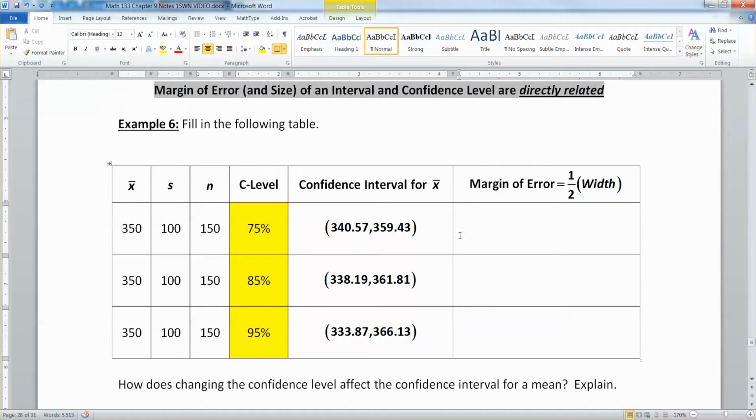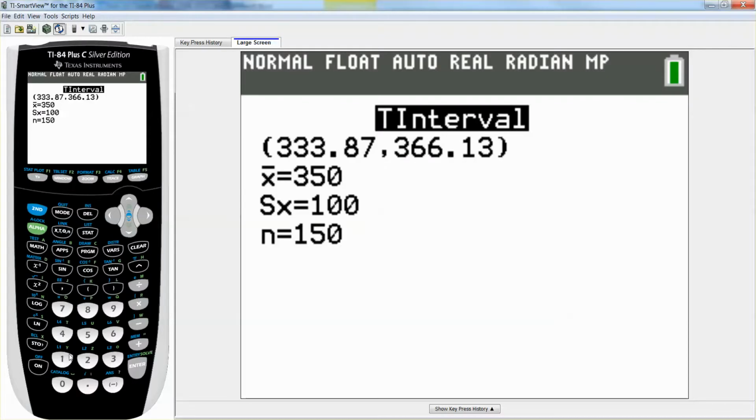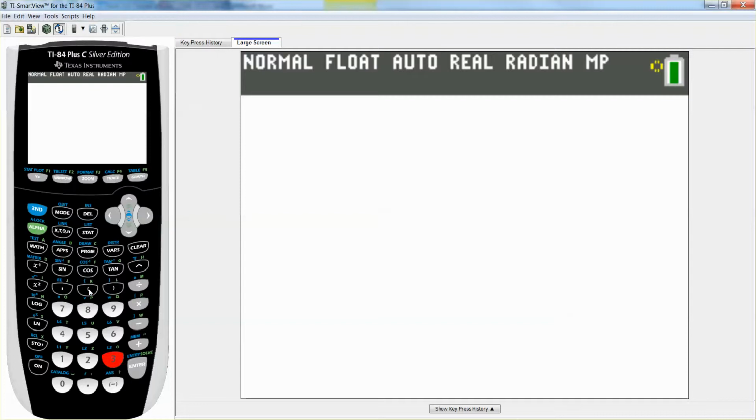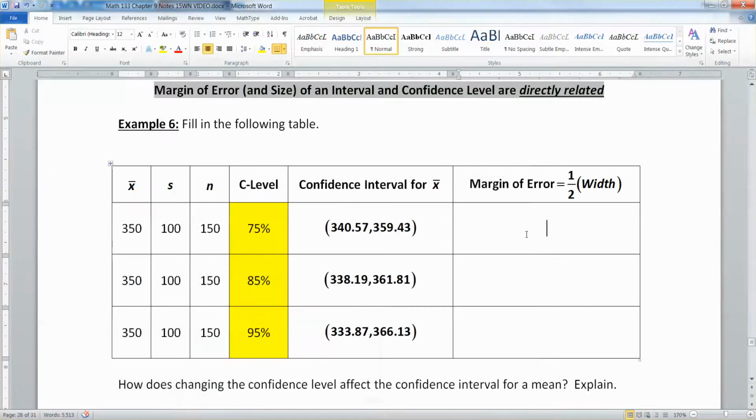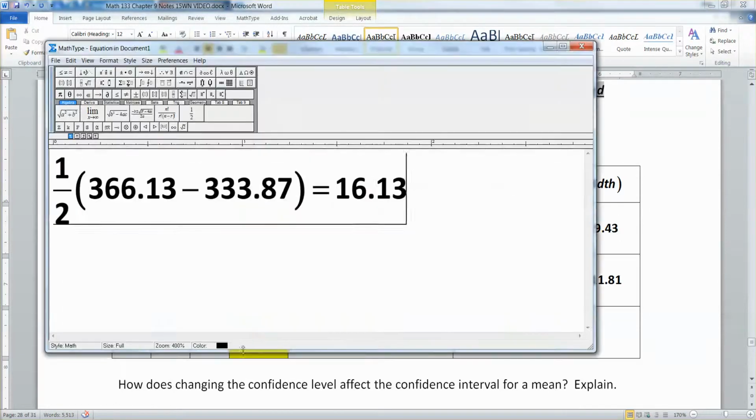So to find the error, you just have to take half the width. So you take parentheses 359.43 minus 340.57, close your parentheses, divided by 2, or times it by a half, and you get 9.43. And then you just do that same calculation again and again for the other two. So you'll get 11.81 for this one and 16.13 for that one.